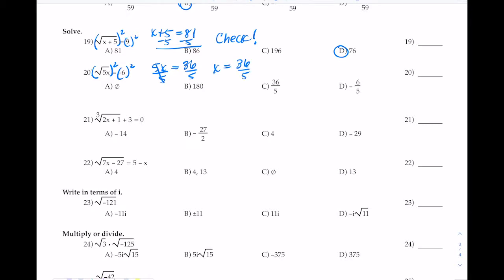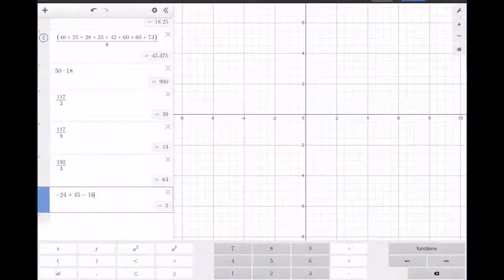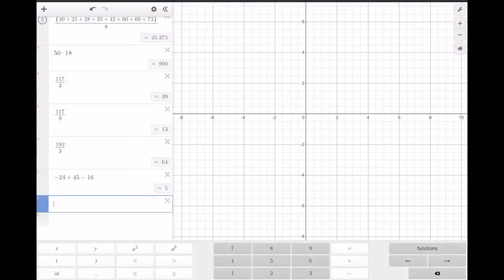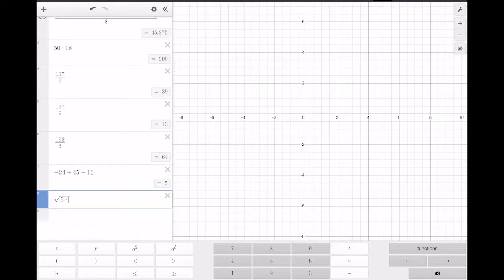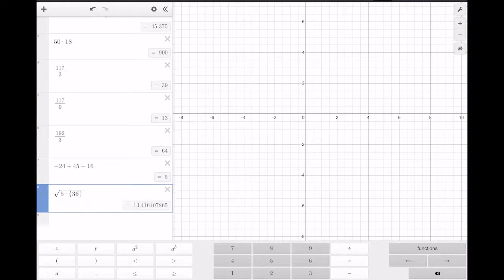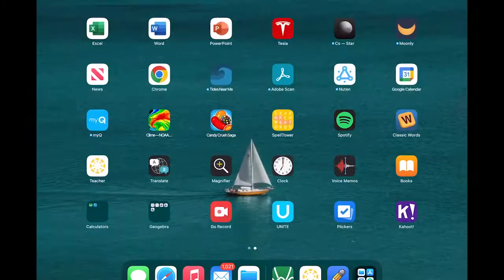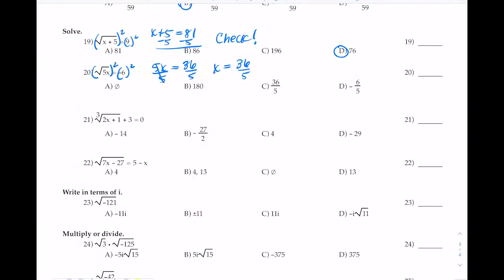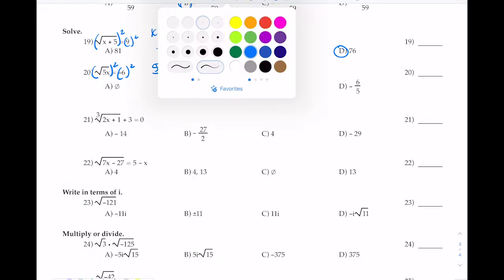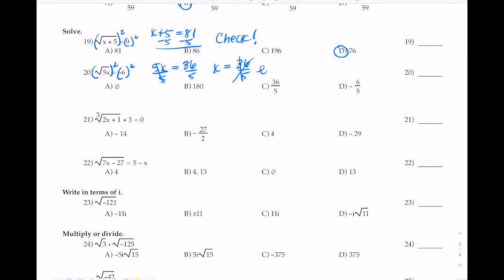Okay, here's the problem. When you take 36 fifths and try to plug it back in, you'll have the square root of 5 times, and then x was 36 fifths, so just do 36 divided by 5, and the answer you get, as you can see, is 6. However, when you go to the problem, it says the answer should be negative 6. So this is what we call an extraneous solution. It's just a solution that doesn't quite make sense in this case.